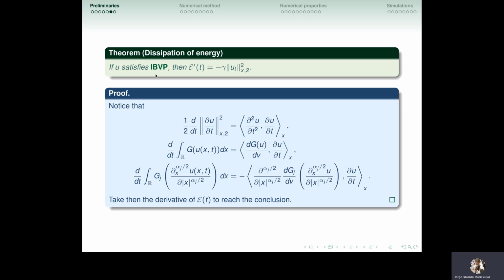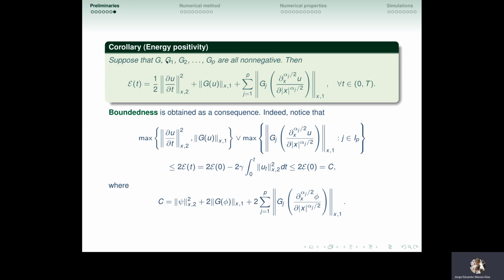If u satisfies the initial-boundary-value problem, then the derivative of energy with respect to time is given by this expression. In other words, the energy is dissipative in the system. The way to prove this result is just by taking the derivatives in the expression of the energy. So we take the derivatives of those terms, we put them together, and then simplify, and we finally obtain this result. As a consequence, if the g's are non-negative functions, then the energy is going to be always non-negative.